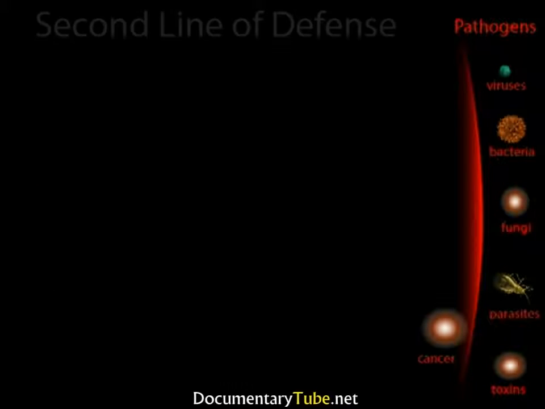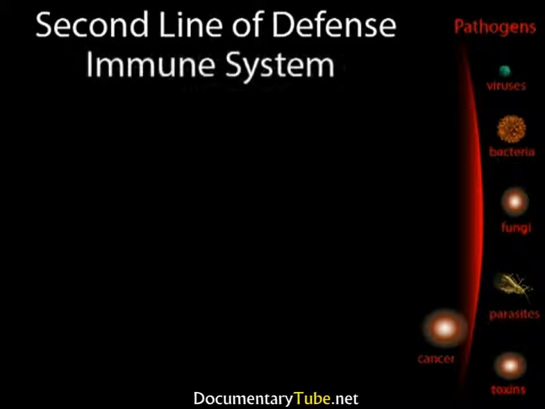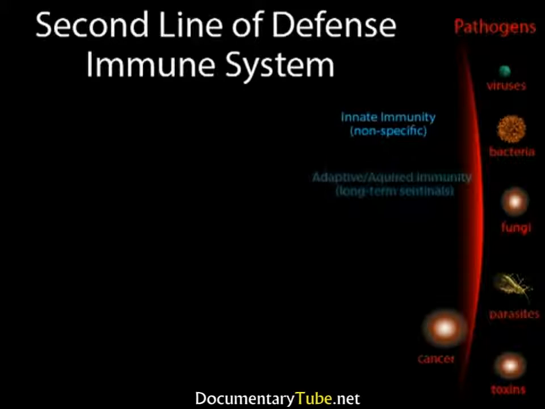Now we are at our second line of defense, the immune system. There are two big divisions in the immune system: innate immunity and acquired immunity. Innate immunity is a nonspecific immune response because it's the same regardless of the pathogen or toxin encountered. You have this as soon as you're born.